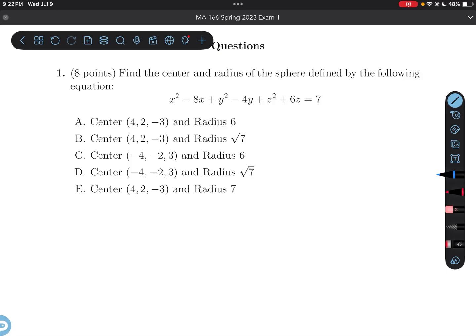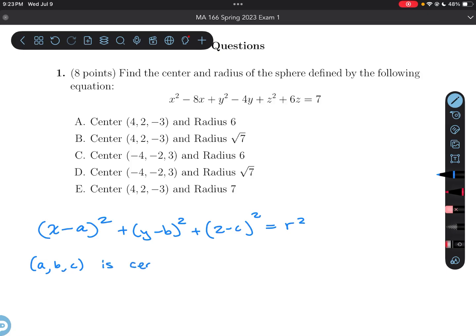The general formula for the equation of a sphere is (x minus a) squared plus (y minus b) squared plus (z minus c) squared equals r squared, where (a, b, c) are the coordinates of the center, and r is the radius.